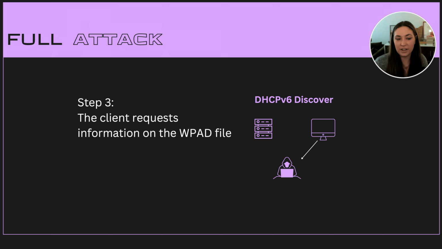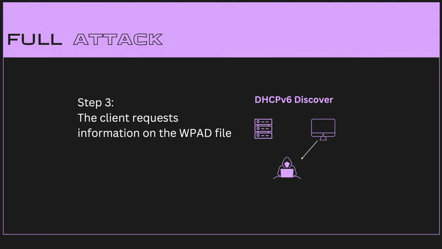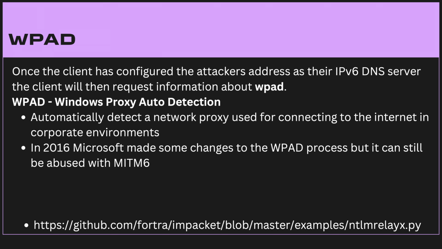Step 3 is that the client, after it receives this link local IPv6 address, is going to request information on the WPAD file. I'm not sure if that's how everybody calls it, but the WPAD file. It's called Windows Proxy Auto Detection. It automatically detects a network proxy used for connecting to the internet in corporate environments. And then in 2016, Microsoft did make it a little bit harder to exploit this.